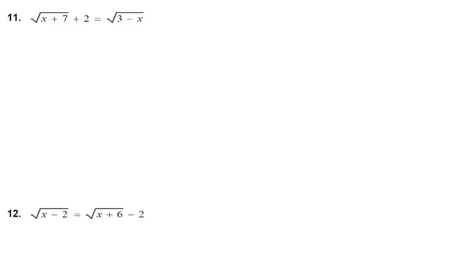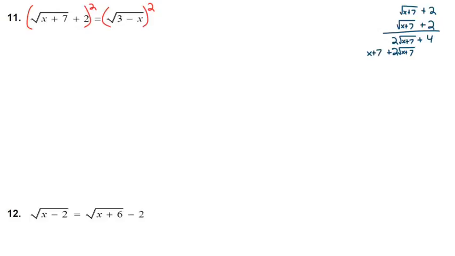So here's what's going to happen. We're going to start off by squaring both sides. I'm going to go way over here on the right and multiply that out. So the square root of x plus 7 plus 2 times the square root of x plus 7 plus 2. 2 times 2 is 4. 2 times the square root of x plus 7 is 2 times the square root of x plus 7. The square root of x plus 7 times 2 is again 2 times the square root of x plus 7. And the square root of x plus 7 times the square root of x plus 7, remember, you multiply a square root by itself, the square root goes away. So it is x plus 7.